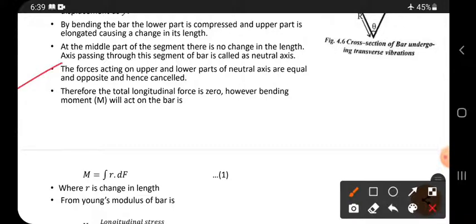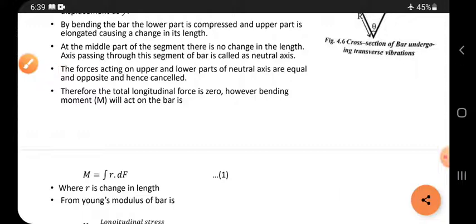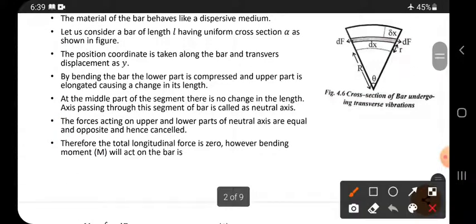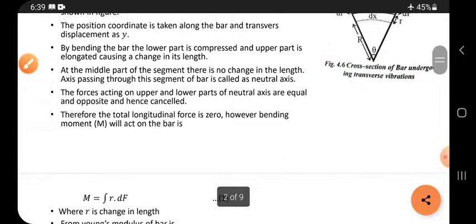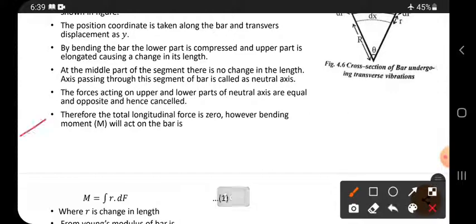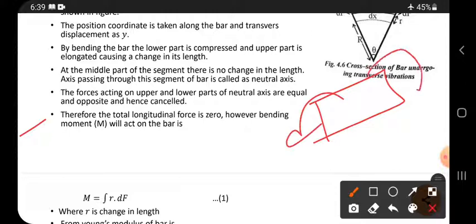The forces acting on the upper and lower parts of the neutral axis are equal and opposite, and hence cancelled. So at this part, down forces, and the same thing on the upside. Here also the upside force acts and the downside force acts. Then only these two ends bend. Therefore, the total longitudinal force is zero. However, a bending moment will act on the bar. So forces are zero, but the bending moment is never zero. It is bending on both sides.